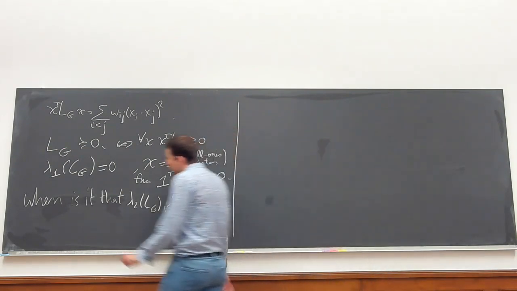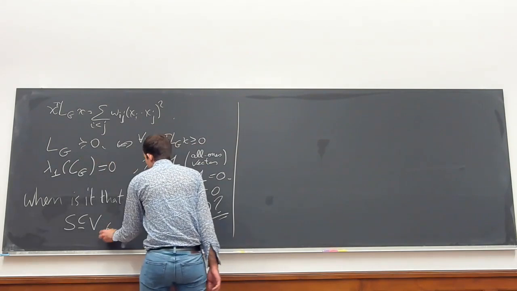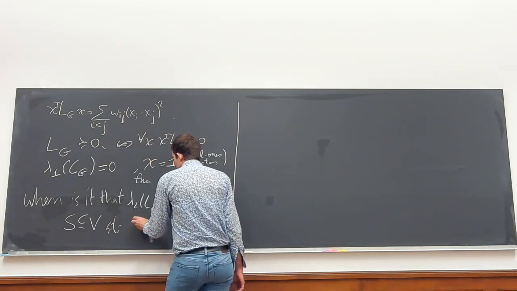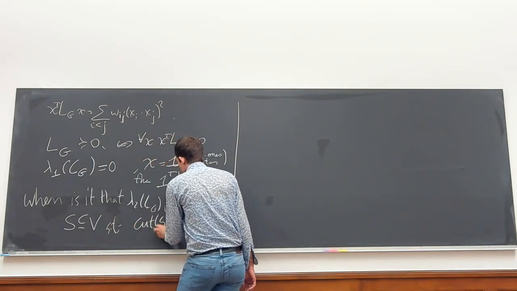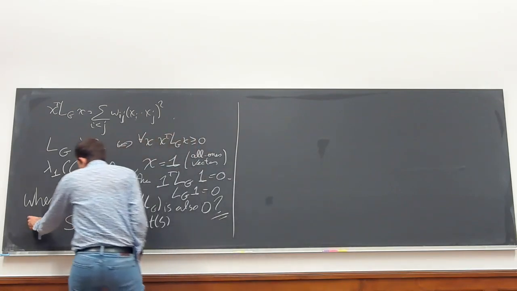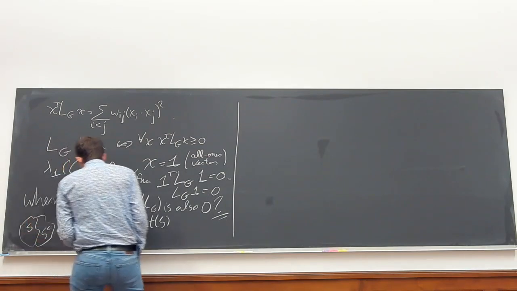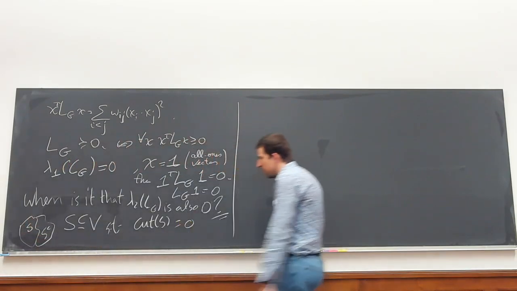So let's say that we have a set S. Let's say that there exists a set S such that cut of S is 0, and S is not empty. Right? Let's say that there's a set S such that the cut of S is 0.